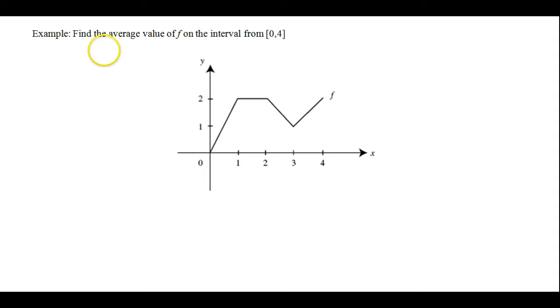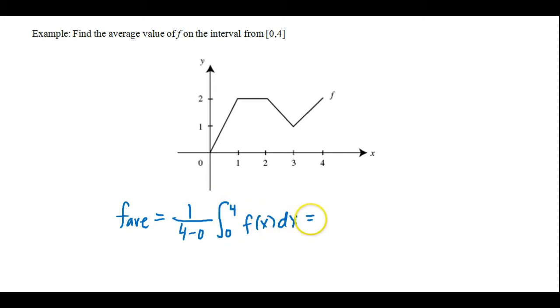And now in this example here, we're asked to find the average value of f on the interval from 0 to 4. So here, the average value function, or f_av, is going to be 1 over 4 minus 0, the integral from 0 to 4 of f of x dx. So here I'm going to get 1 over 4, and now I need to evaluate this integral here, and I have a bunch of geometric shapes.